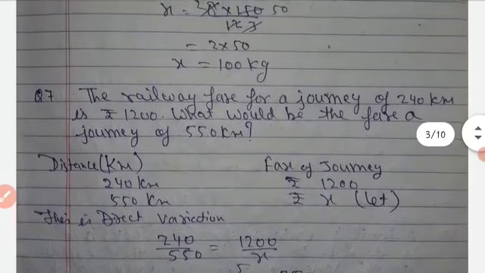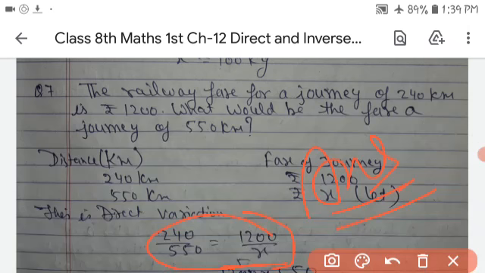Okay children, now look at the next question. The railway fare for a journey of 240 kilometer is rupees 1200. What would be the fare for a journey of 550 kilometer? Now distance in kilometer and fare of journey: 240 kilometer, cost of journey is rupees 1200, and 550 kilometer, suppose cost is rupees x.